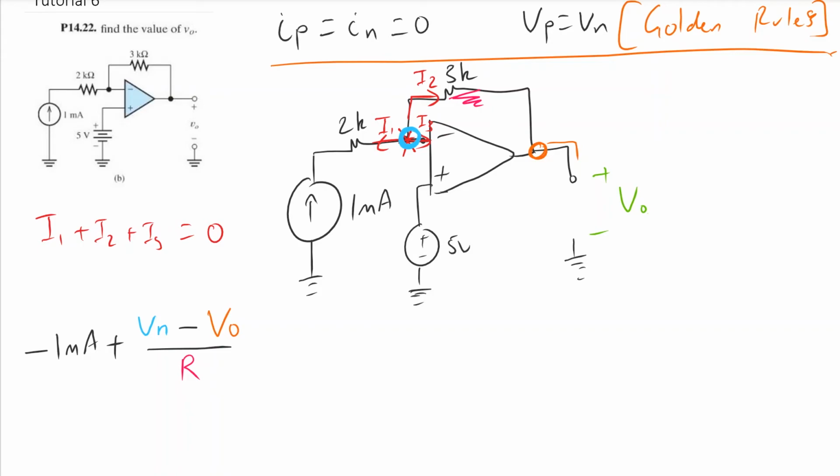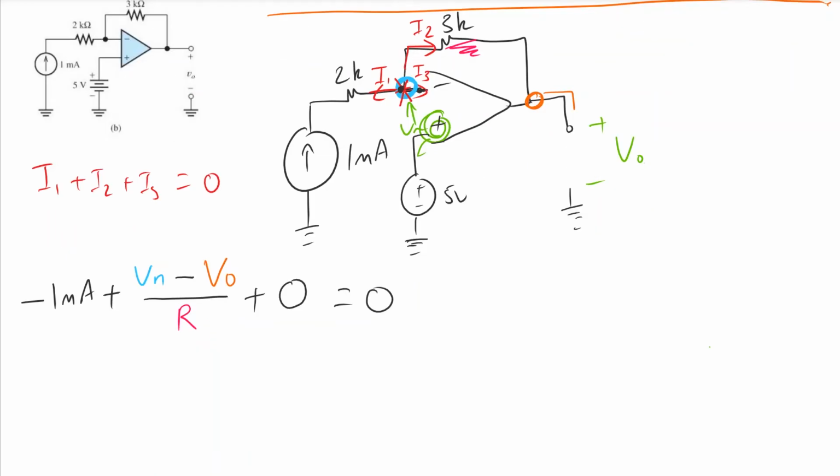We know our golden rule says that IP equals IN equals 0, so there should be no current flowing into that non-inverting terminal. So that's just going to be 0 equals 0. So we've used our first golden rule up here, check. Sometimes we can use this second one here as well. We can say that Vn is equal to Vp because of our golden rule for op-amps, and we can see that Vp, the positive terminal, is connected to that 5 volt source, so Vn equals Vp equals 5 volts.